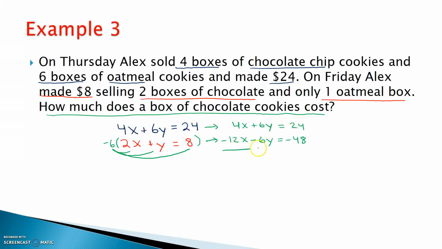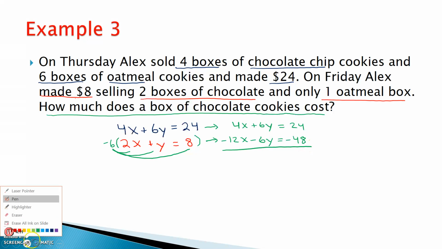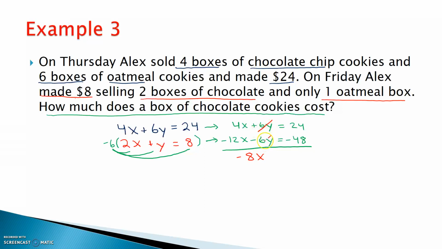All right, let's go through this. Now, again, it's called elimination because, hey, something has to eliminate. Something has to go away here. And what I did was I made it so that the y's end up canceling. But let's go through it. Negative 12x plus 4x is going to give me negative 8x. The 6y and the negative 6y, hey, these guys got to cancel out.